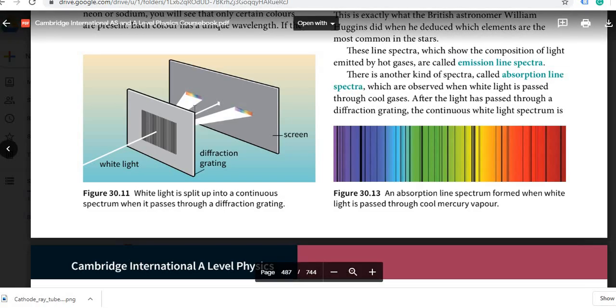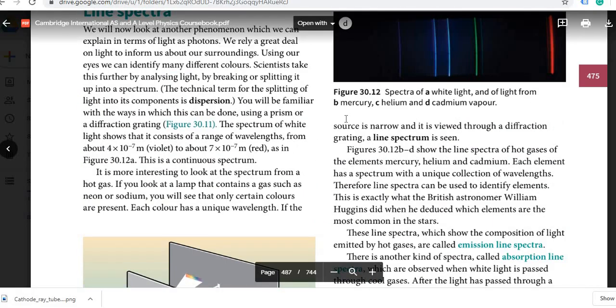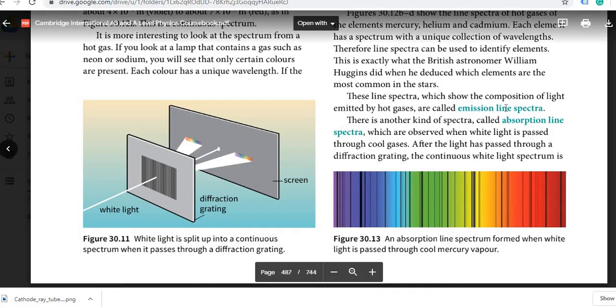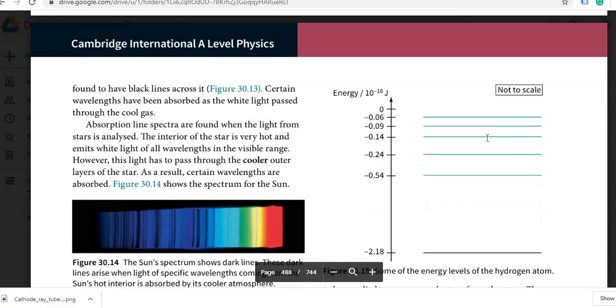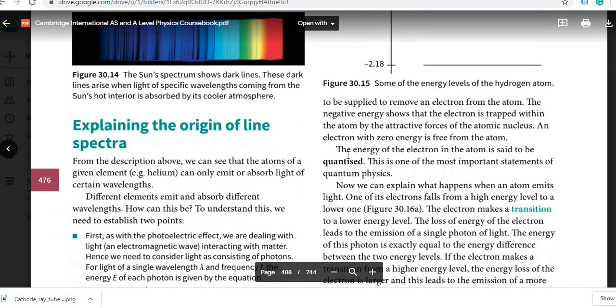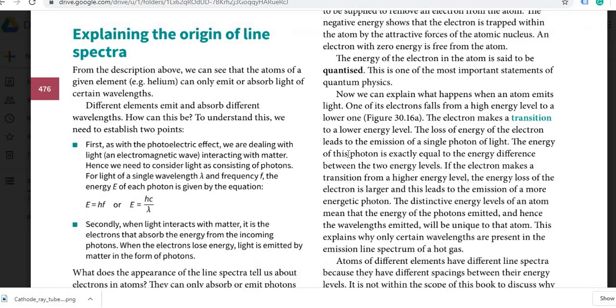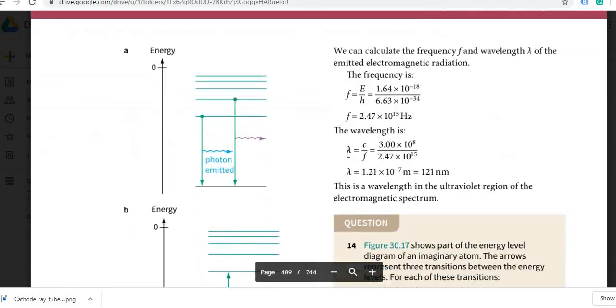In the AS lessons we learned about the diffraction grating, and we will see what is emission line spectra and absorption line spectra. So we have the continuous spectrum, then we have these two also. Keep them in mind, we will be learning, and also the origin of the line spectra.